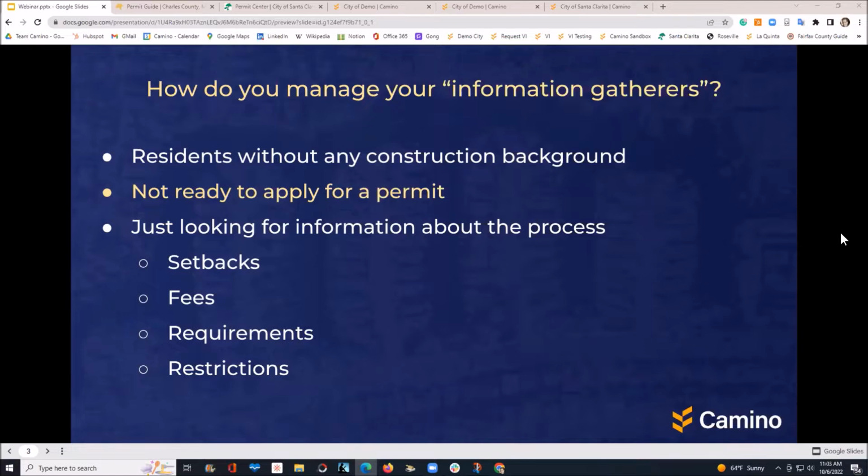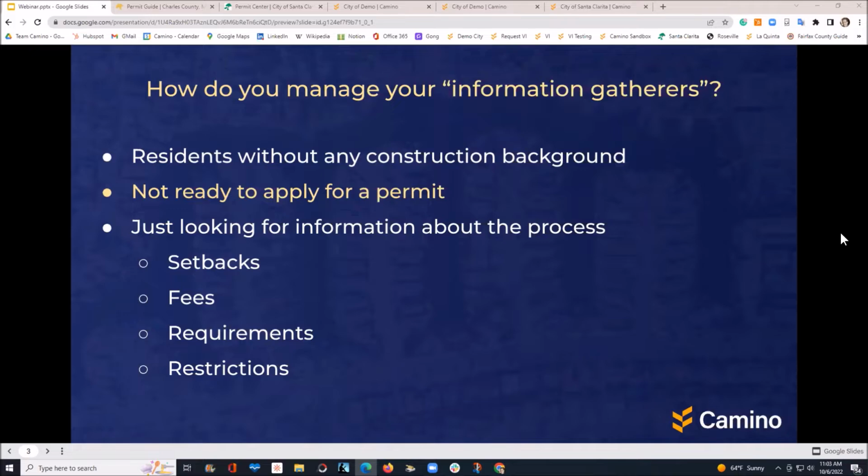These are people who don't have any construction background. They're certainly not ready to apply for a permit. They're just gathering information, and they may not ever do this. They're calling in asking, hey, what are my setbacks going to be? What are the fees going to be if I did this, or what are the requirements? And they don't know, right?